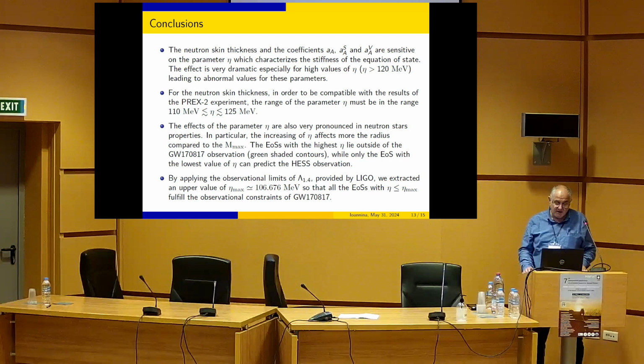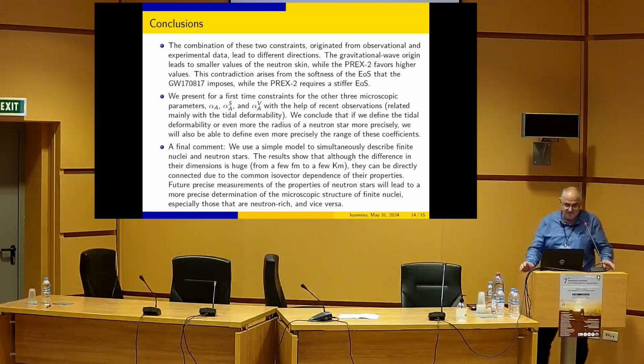There is an effect of this value on some of the other bulk properties of neutron stars, for example mass and radius. And by applying the observational limit of the tidal deformability, which corresponds to 1.4 solar masses in a neutron star, we found that there is an upper value of this parameter, around 106, and that means that all these equations of state reproduce the observations. This is the upper limit for this value.